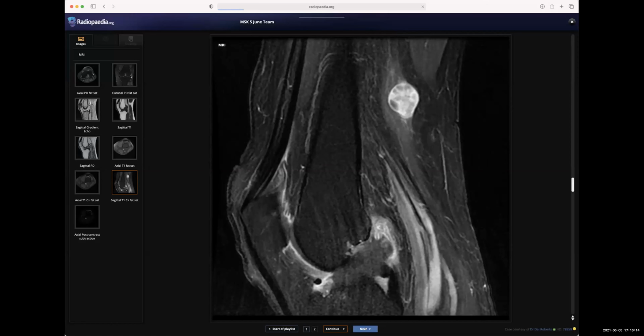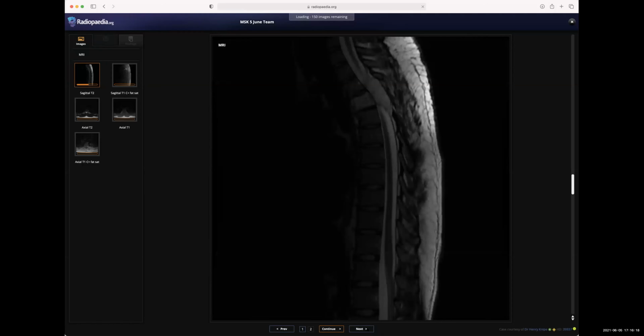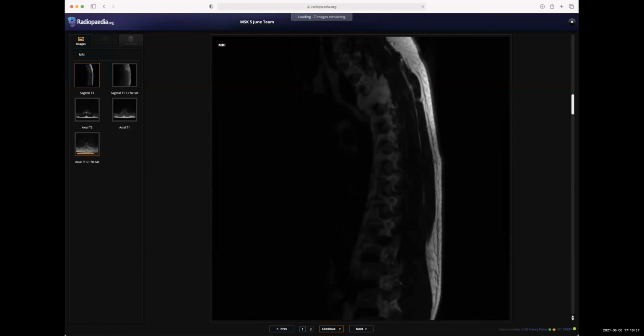Okay. Let me start with the. Should I ask for the control or will you scroll for me? Sorry. Okay, I'll start with the sagittal T2 because that's what's fully loaded.